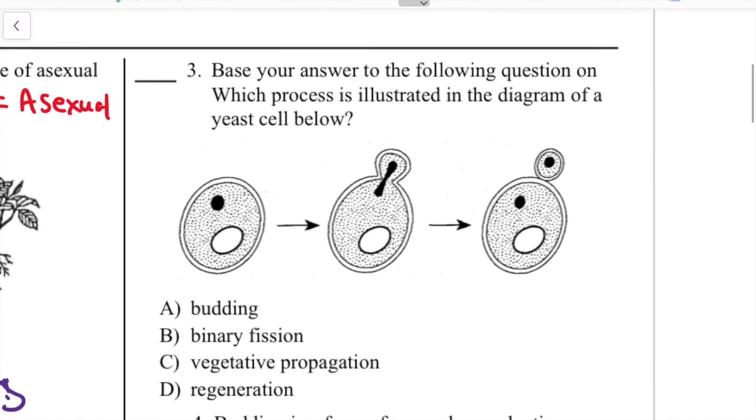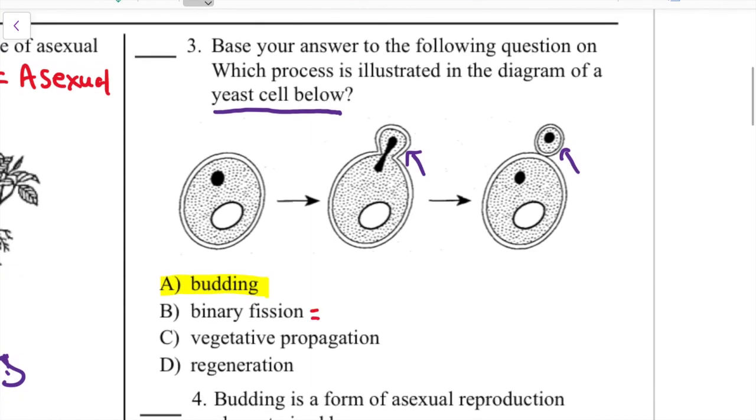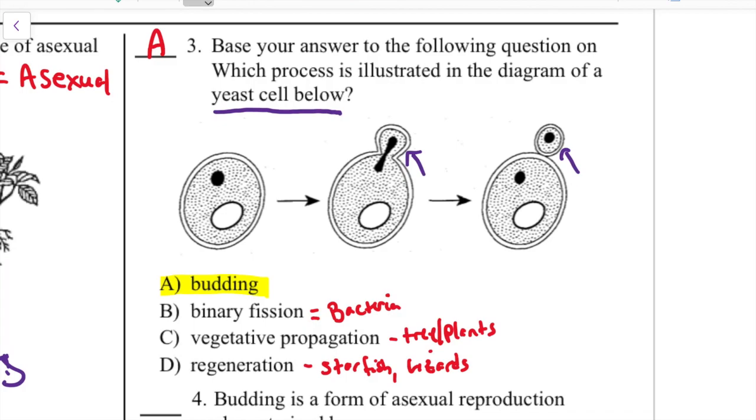All right, number 3 over here, we just need to take a look. We have a yeast cell, right? If it's yeast, I gave you the answer already, but look, you have a little bud coming off, and now you have a new one, and you have unequal distribution of cytoplasm. So your answer there is budding. Binary fission, that's in bacteria typically, and it looks like mitosis. Vegetative propagation is in plants or trees, and regeneration is starfish, lizards, worms, things like that. So your answer is budding.